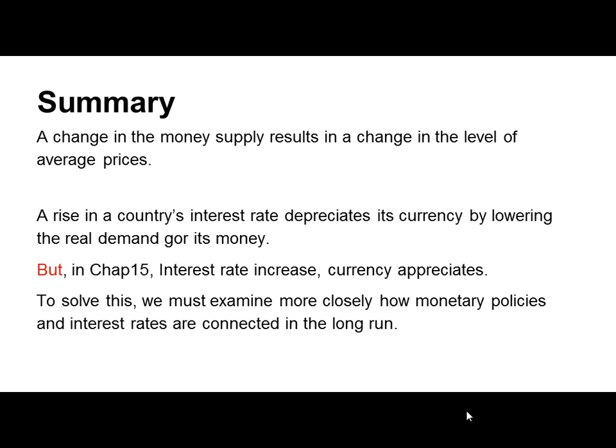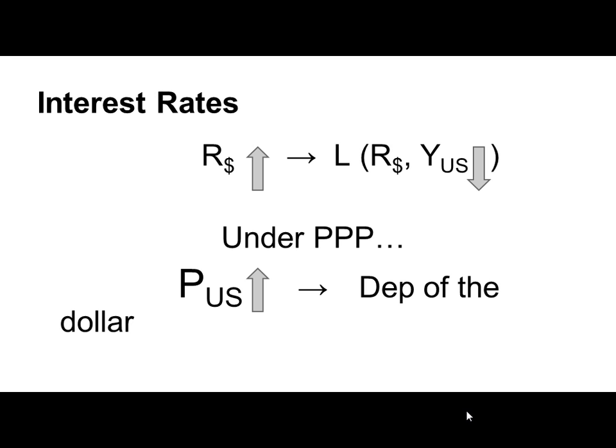A change in the money supply results in a change in the level of average prices. And a rise in a country's interest rate depreciates its currency by lowering the real demand for its money. But here's one question. In chapter 15, we already learned that when the interest rate increases, the currency appreciates. But in this monetary approach theory, we see something completely different. If the interest rate goes up, it causes the depreciation of the dollar.